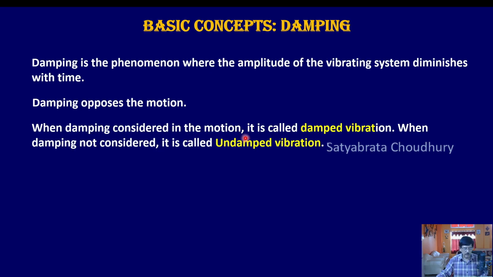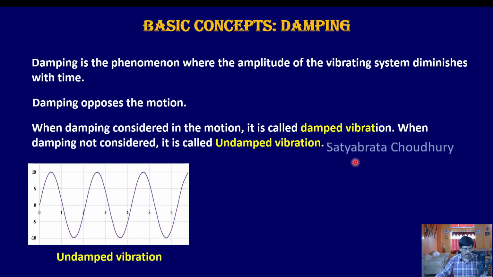When damping is considered in this motion, it is called damped vibration. When damping is not considered, it is called undamped vibration. So undamped vibration goes like this, where the peak amplitude remains always the same.